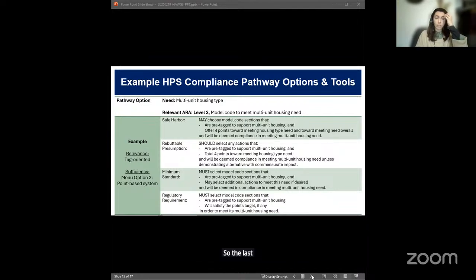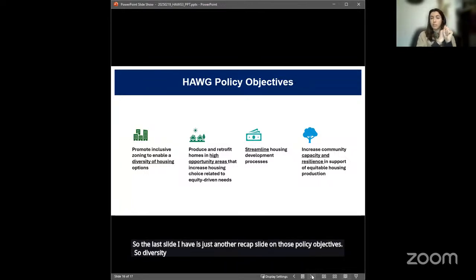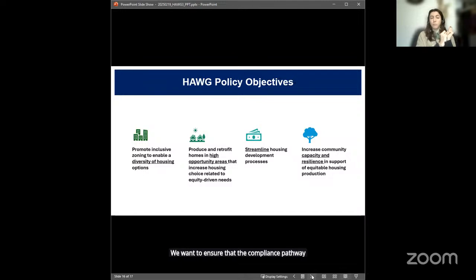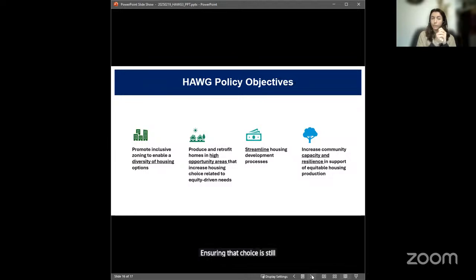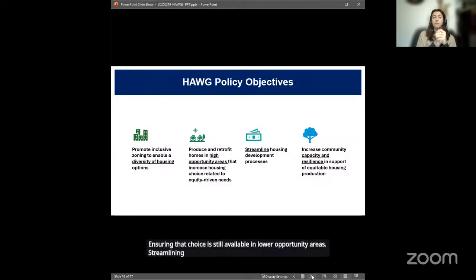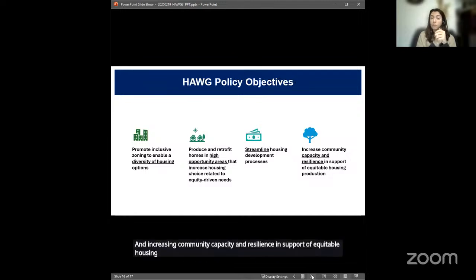So the last slide I have is just another recap slide on those policy objectives. So diversity of housing options is what we're aiming for. So diversity of housing types, characteristics, and locations. We want to ensure that the compliance pathway produces and retrofits homes in high opportunity areas that increase housing choice in those areas where it doesn't currently exist related to equity driven needs. And we know that we're also keeping in mind ensuring that choice is still available in lower opportunity areas, streamlining the housing development process, and increasing community capacity and resilience in support of equitable housing production at the local level. So really reducing capacity constraints and making resilient long-term decisions at the local level.